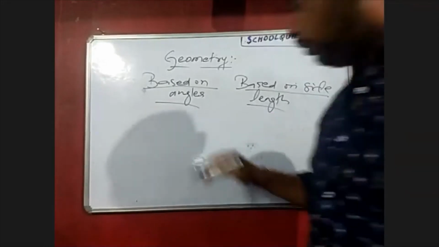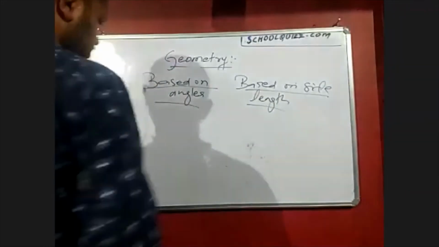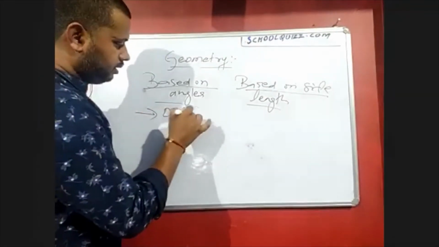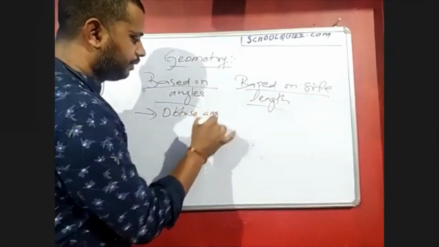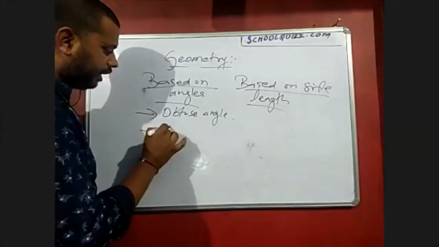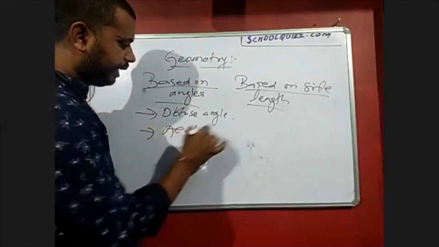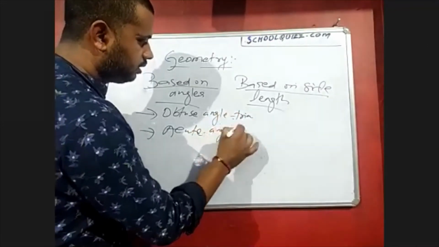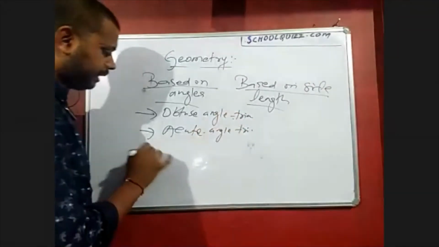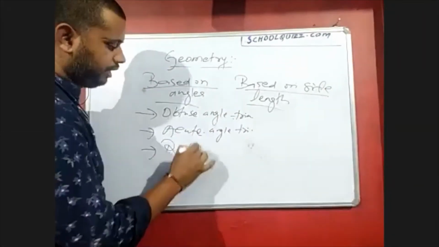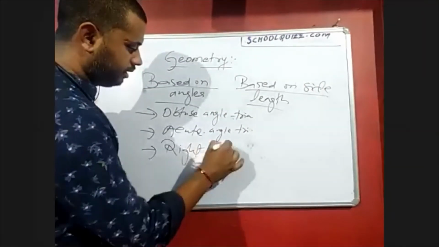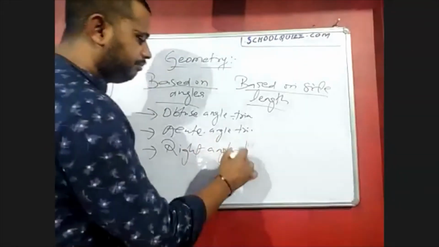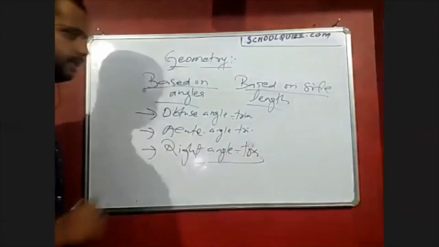Now, based on angles, they gave three names. First name, obtuse angle. Second name, acute angle triangle. Third name, they gave a right angle triangle. So these are the three types they gave the name based on angles.